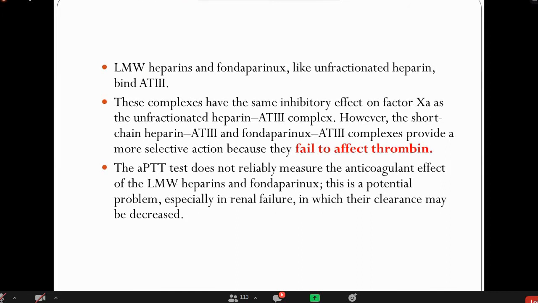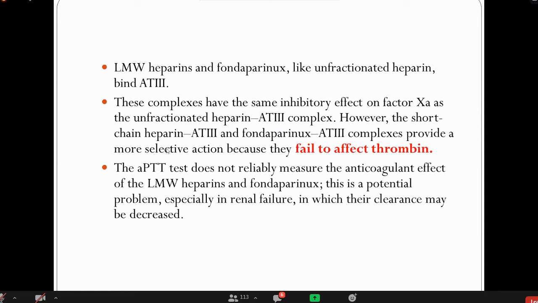Okay, now this is important. Low molecular weight heparin like dalteparin, enoxaparin, and fondaparinux, which is a small molecule, like unfractionated heparin, bind with antithrombin 3. This is the same. But what is the difference that we will see in the subsequent lines? These complexes have the same inhibitory effect on factor 10 as the unfractionated heparin-AT3 complex.